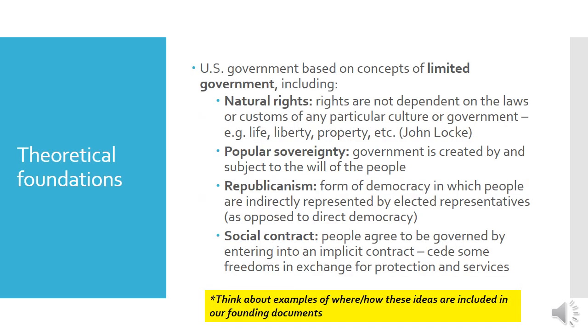So the theoretical foundations for our system of government, talking about what our Founding Fathers believed in. First of all, these ideas can be found under the broad heading of limited government. The government has specific limits on what it is able to do. So some examples of that. Natural rights. This is an idea believed in by a lot of the Enlightenment philosophers, most notably John Locke.